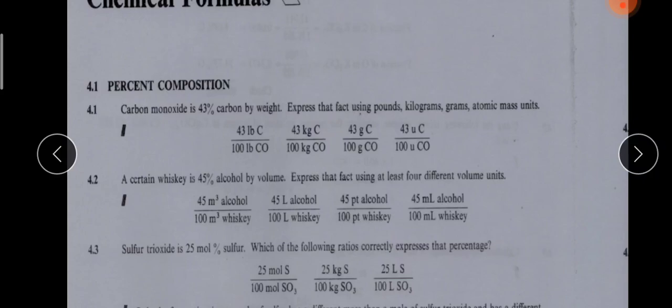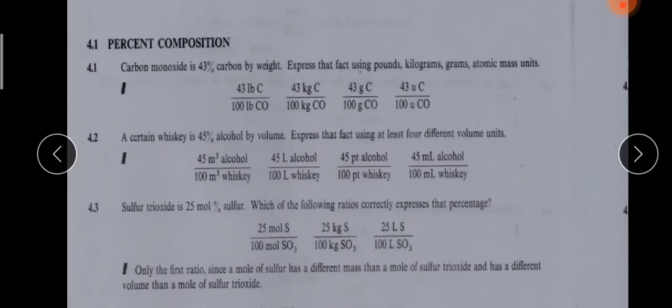Then sulfur dioxide is 25 mole percent sulfur. Which of the following ratios correctly expresses that percentage? Of course, mole is given, that is nothing but 25 mole sulfur present in 100 mole of SO3. First one is the correct one. There will not be the kilogram, or say there will not be the liter.